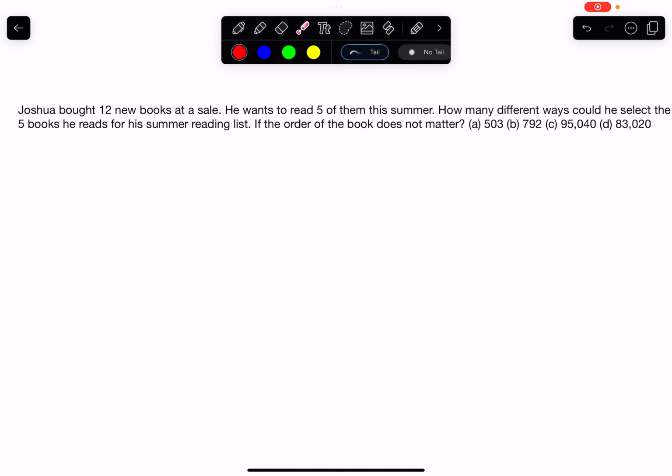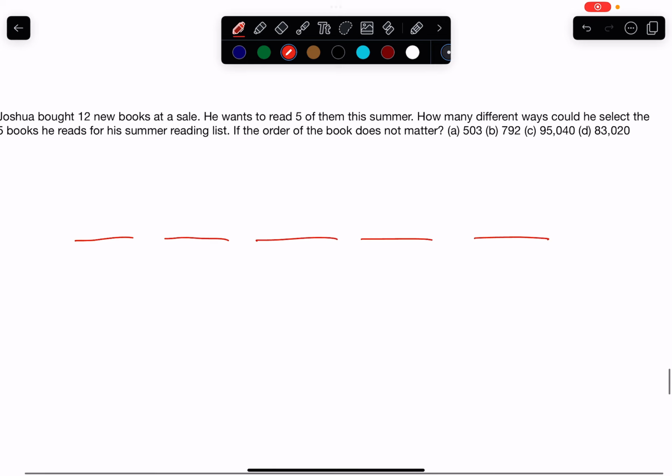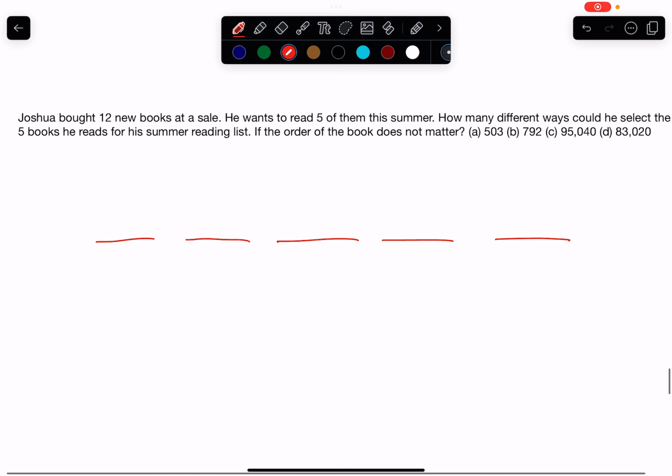So he's going to select 5 books. So let's just put 5 spaces here. He wants to select these books, but the order doesn't matter. So how many different ways could he select the 5 books? I'm going to assume that he's not going to read the same book over and over again. So we're going to use a really interesting way of counting, and it's using multiplication.